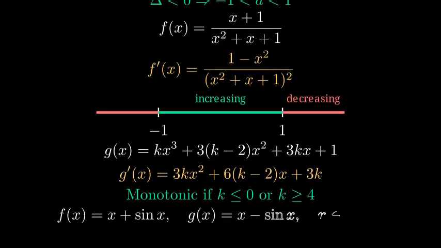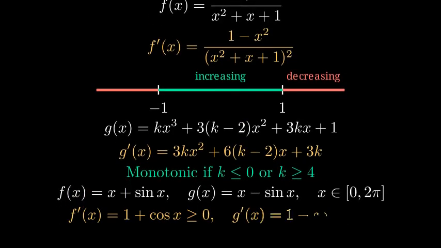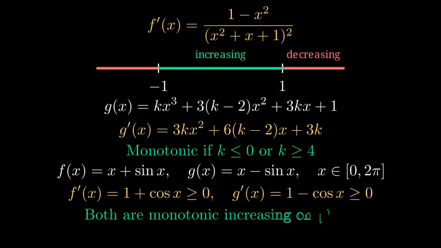Problem 4. F of x equals x plus sine x, and g of x equals x minus sine x for x between 0 and 2 pi. We check the derivatives. F prime is 1 plus cosine x, and g prime is 1 minus cosine x. Both are greater than or equal to 0, so both functions are non-decreasing on the whole interval.